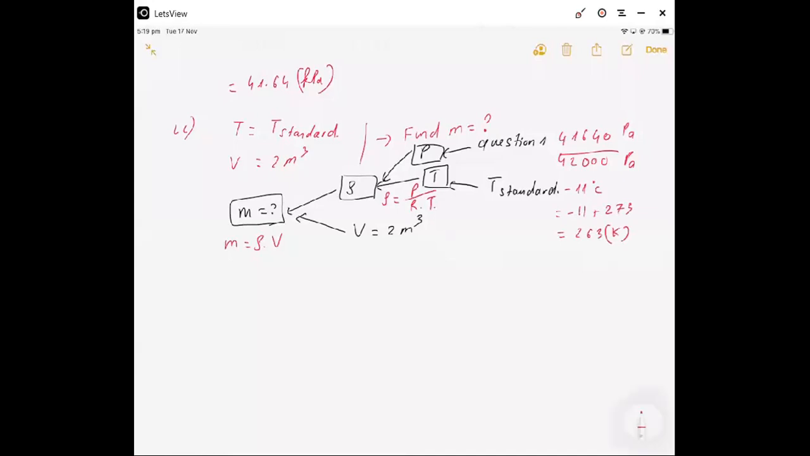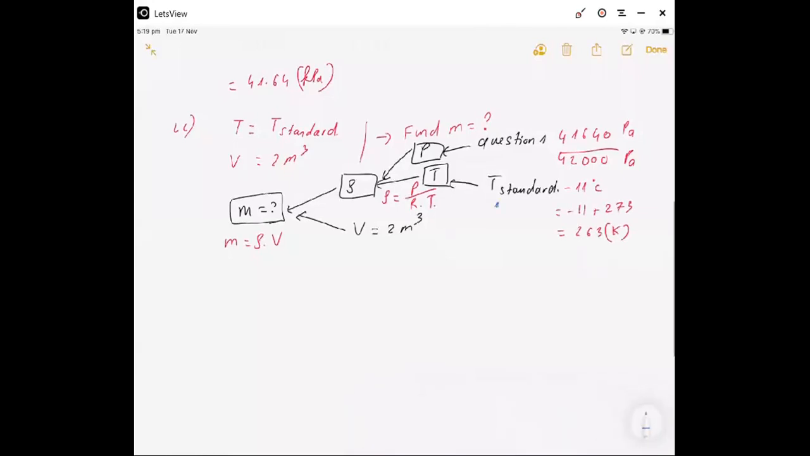Standard, but at 4 kilometer altitude, not standard. Yep, 262. Yeah, 262. So thank you. 262 Kelvin. Okay.